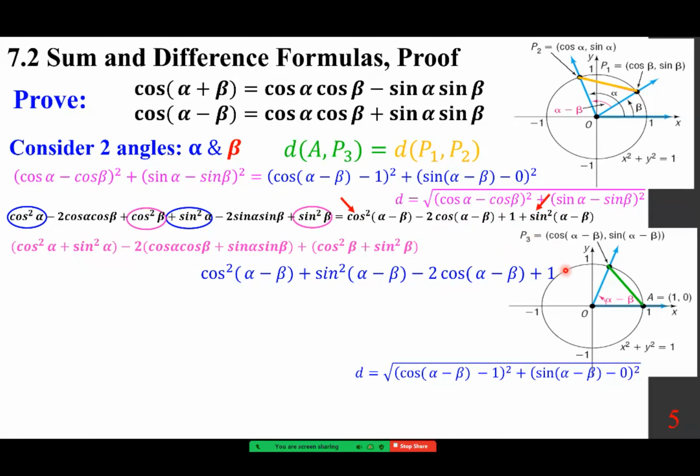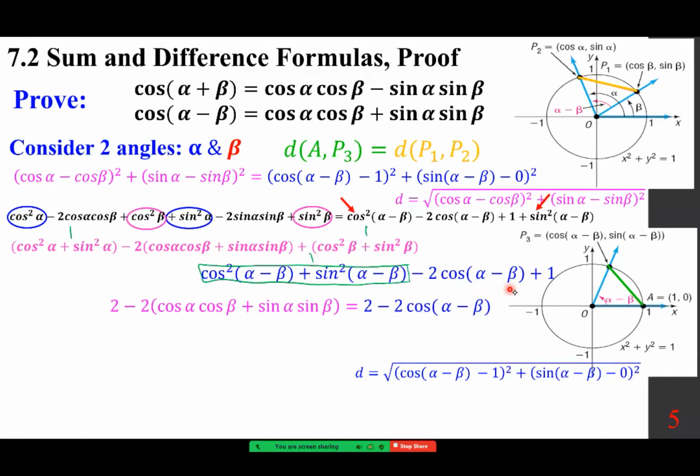So what happens now? This is 1. This is 1. This is 1. So on the left side, everybody, we have 1 and 1, 2 minus 2 times the parenthesis cosine alpha, cosine beta plus sine alpha, sine beta. What do we have on the right side? 1 and 1 add up to 2 minus 2 cosine of alpha minus beta.